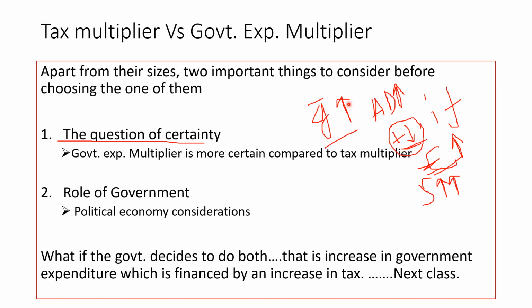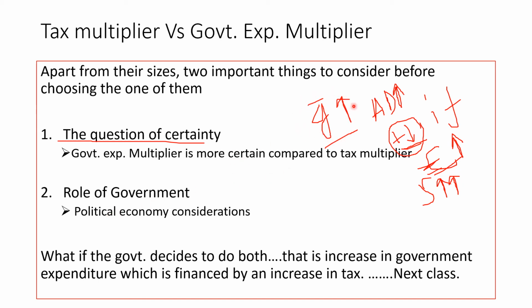Remember, when the government is increasing its expenditure, you are actually increasing the government's involvement in the economy, because government is more into the economic activities, more involved in economic activities. But when the government is cutting tax, that means the government is actually withdrawing from economic activities, because it doesn't want to be involved in economic activity. So there is a big difference between a tax cut and a government expenditure increase.